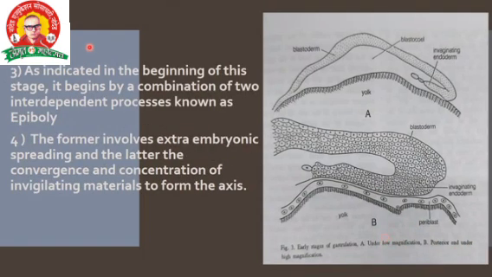As indicated, in the beginning of this stage, it begins by a combination of two interdependent processes known as epiboly and emboly. The former involves extra-embryonic spreading, and the latter the convergence and concentration of invaginating material to form the axis.